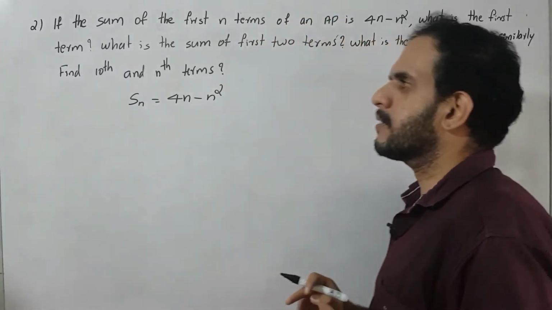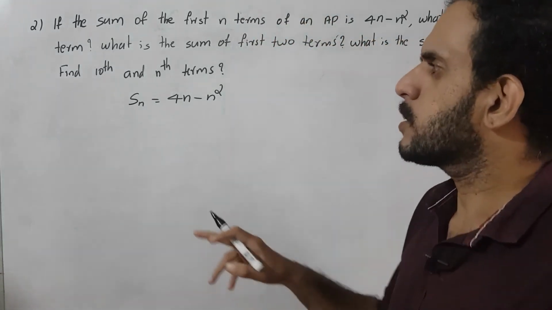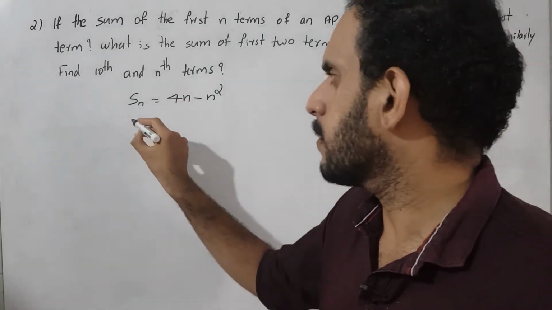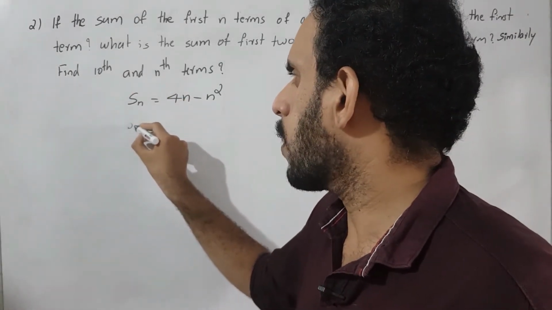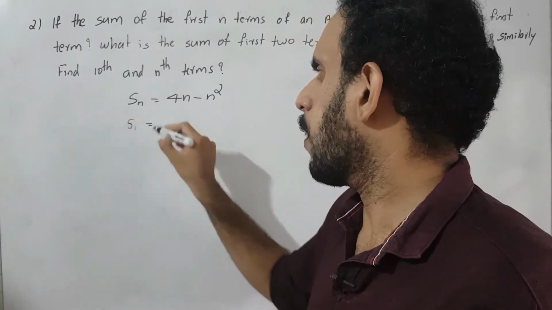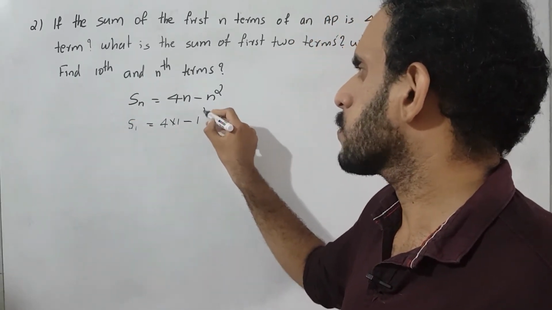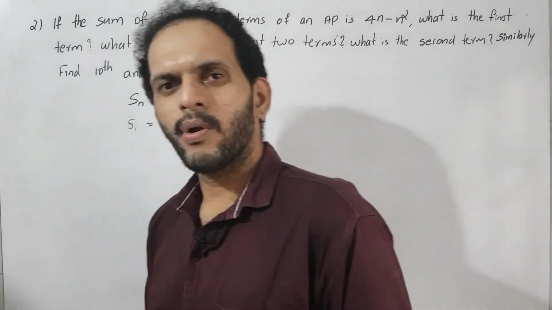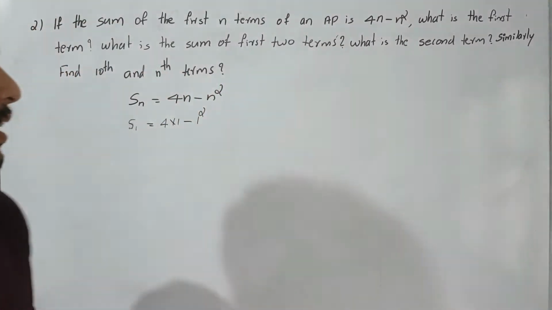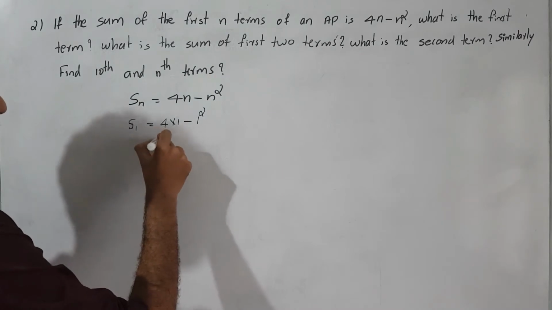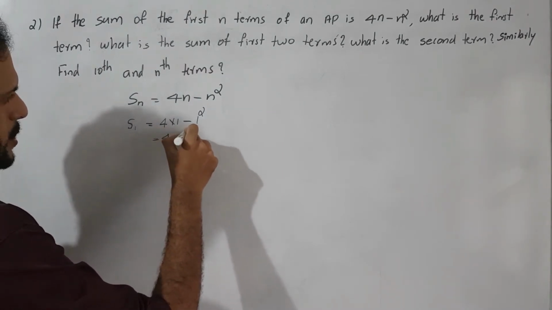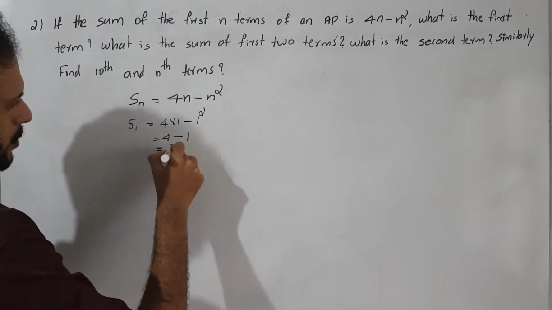Then how do we find the first term? For that, we find S1 here. S1 is equal to 4 into 1 minus 1 square. Correct? 4 into 1 minus 1 square. What is 4 into 1? That is 4. Minus 1 square, which is 1, is equal to 3.